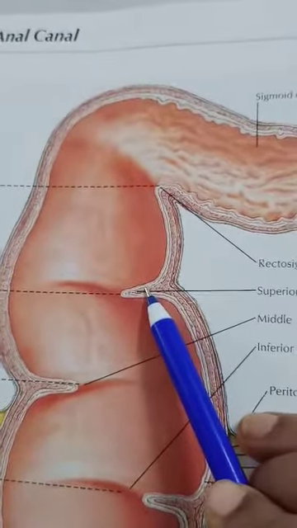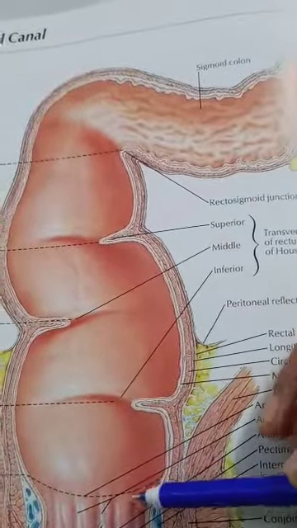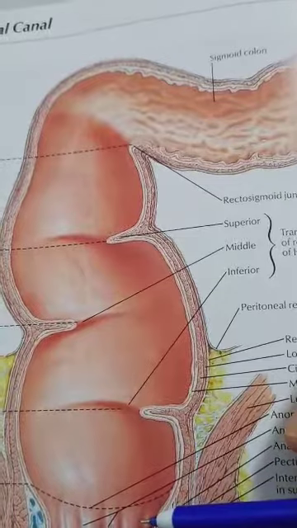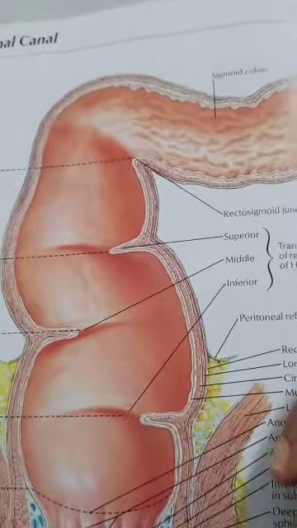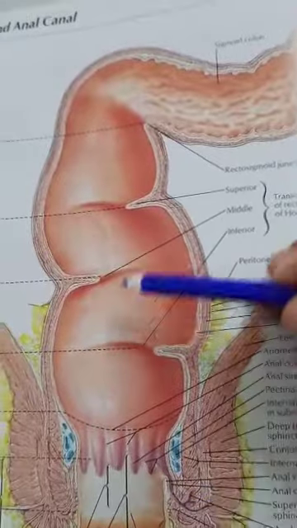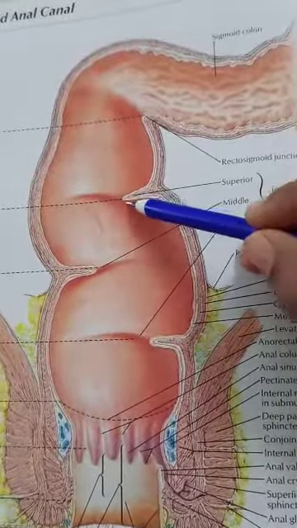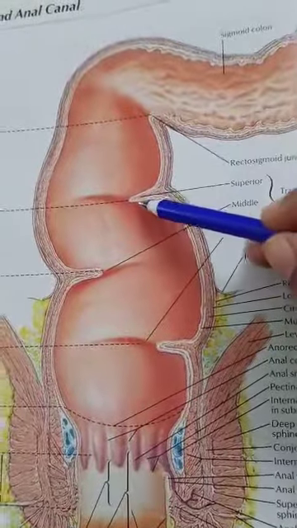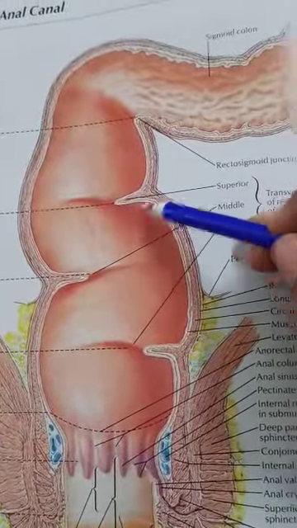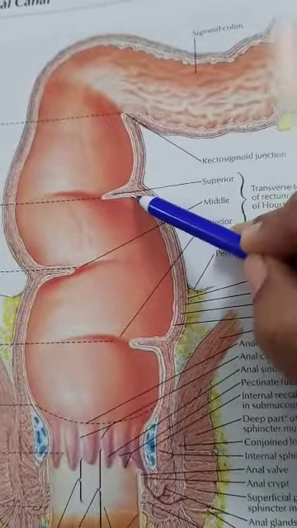It can be seen 7.5 centimeter above the anus, from the anorectal junction. It is a permanent fold, and it arises from the left wall of the rectum. That is the first one.